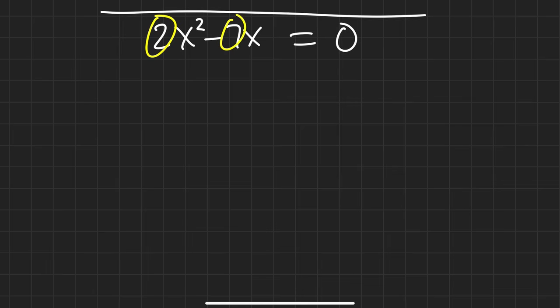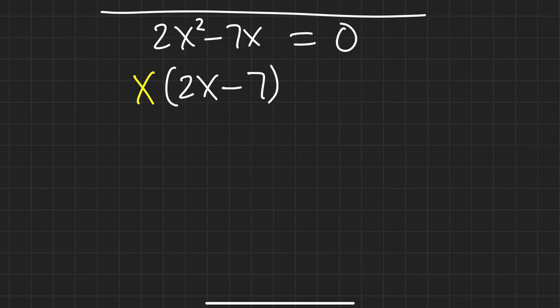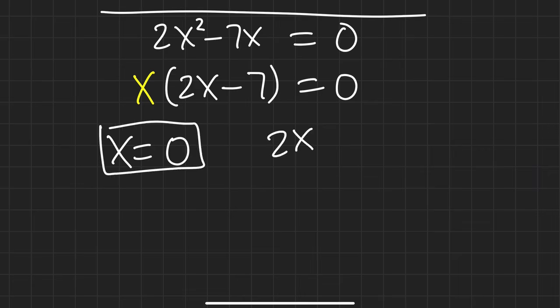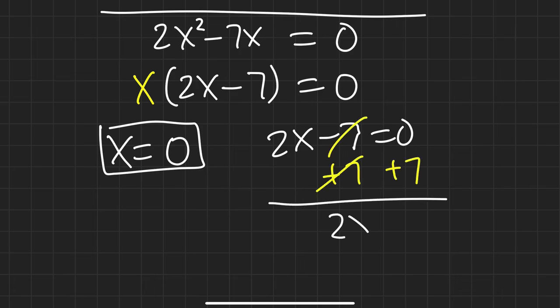Now, if you look at the numbers, we cannot factor out any common number. But this is x squared and this is x to the first. We can factor out an x. And then we will be left with 2x minus 7. Put the first factor equal to 0. X is equal to 0. That's the first answer. Second answer, put 2x minus 7 is equal to 0. And then add the 7 to both sides. 2x is equal to 7. And then divide the 2 to both sides. 7 over 2 for the second answer.